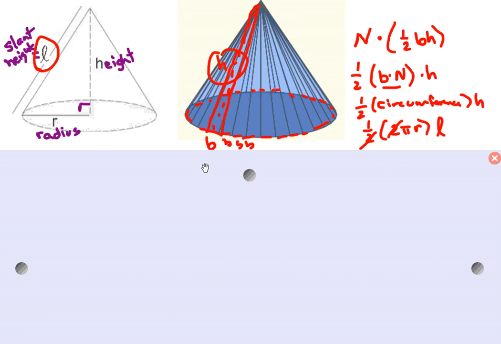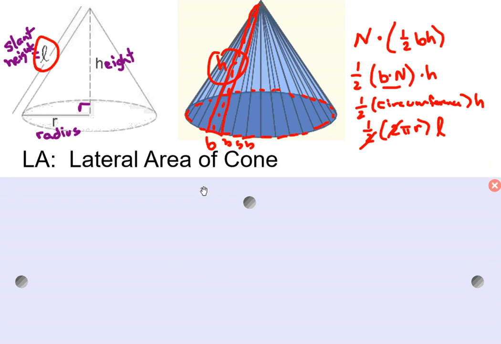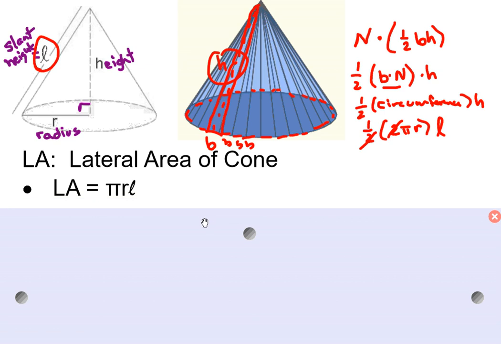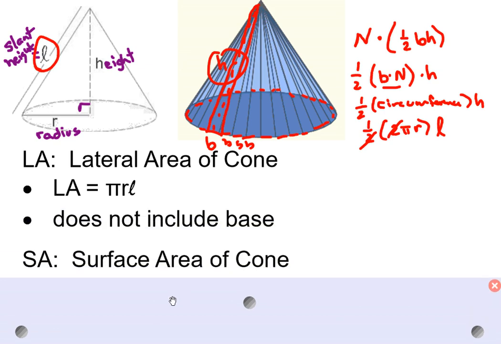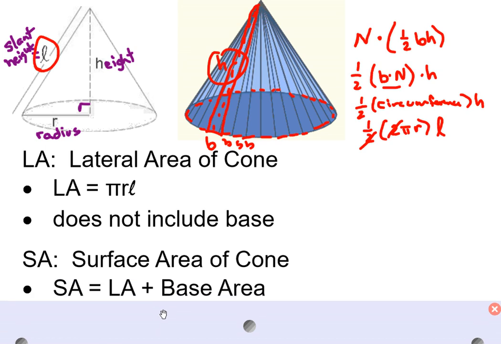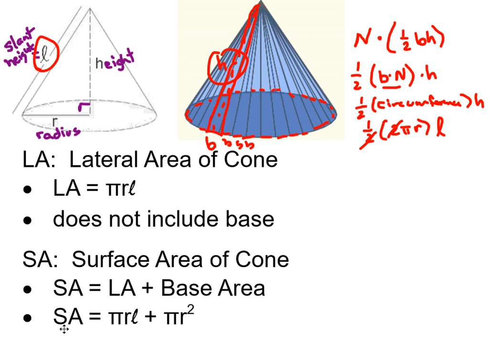All right, we're going to summarize this down here. Lateral area of a cone. Lateral area equals pi rl. R is the radius, L is the slant height. It does not include the base. The surface area of the cone is the lateral area plus the base, and the base is a circle. So here's our formula. The surface area is pi rl plus pi r squared.